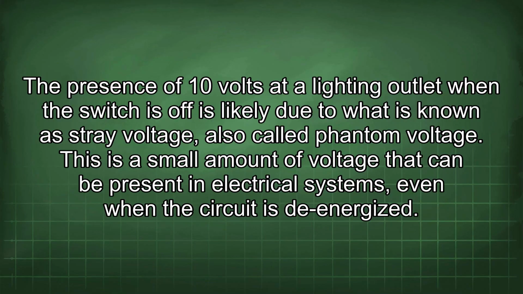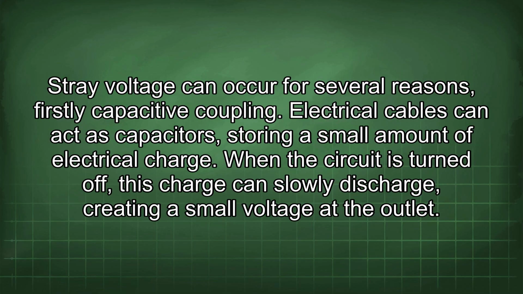The presence of 10 volts at a lighting outlet when the switch is off is likely due to what is known as stray voltage, also called phantom voltage. This is a small amount of voltage that can be present in electrical systems even when the circuit is de-energized. Stray voltage can occur for several reasons.